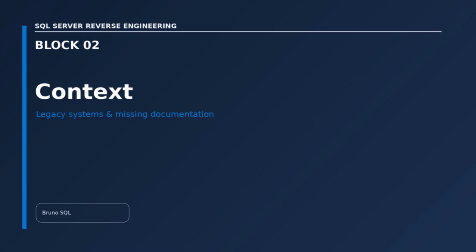You join a new project, you inherit a legacy system, you start an audit or migration, and there is no documentation. Or even worse, there is documentation, but it's completely outdated. So you try to understand the system, open some tables, stare at some columns, guess relationships, and that's the problem.